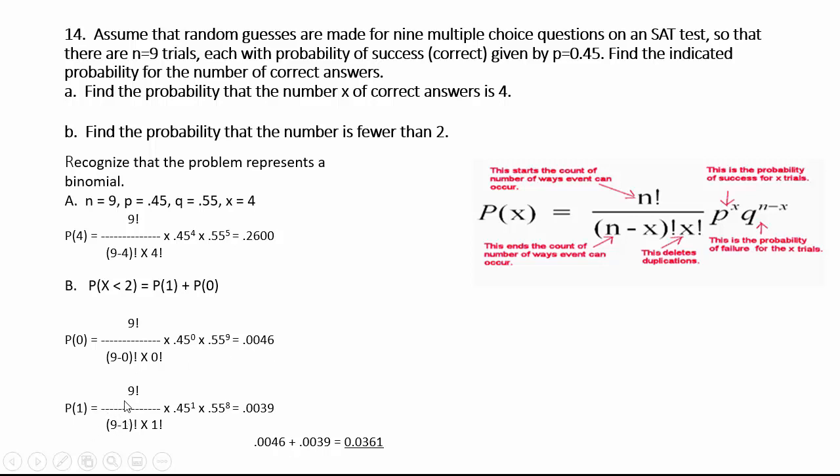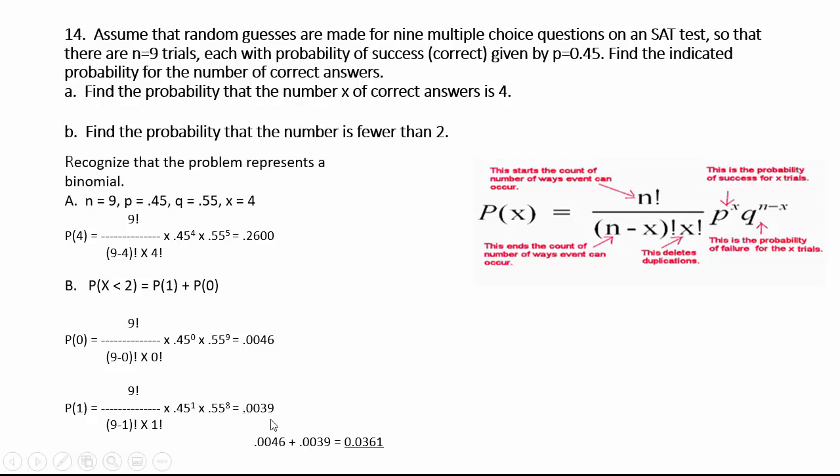For the probability of 1, we just throw that in there. We have 9 factorial over 9 minus 1 factorial, or 8 factorial, times 1 factorial, times 0.45 to the first, which is 0.45, and times 0.55 to the 9 minus 1, which is 8. If we do all that, we get 0.0039. For the final answer, we add those two together. 0.0046 plus 0.0039 gives us 0.0361. Okay, and there you go.